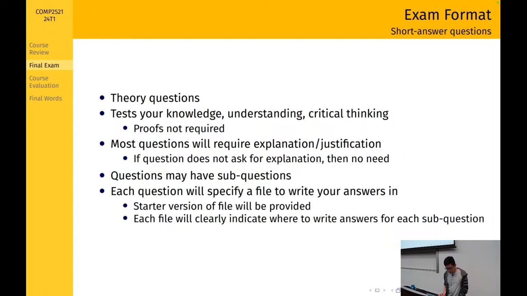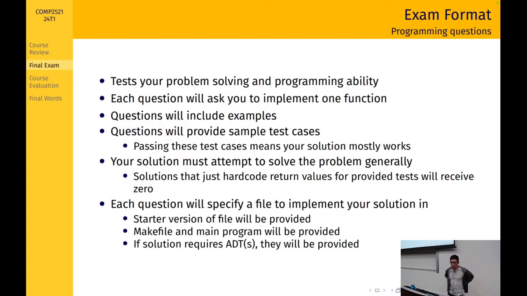Okay. Now for the programming questions. The purpose of these is to test your program problem solving and programming ability. So you've got to make sure you can program. Each question will ask you to implement one function, and the questions will all be formatted the same way. What is the function supposed to do? What are some examples? What are the constraints on what you can do within your implementation? What are the files given and how can you test your solution?